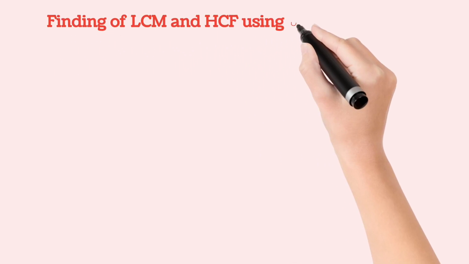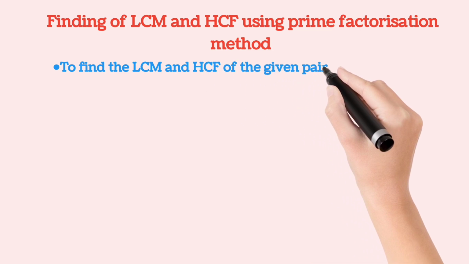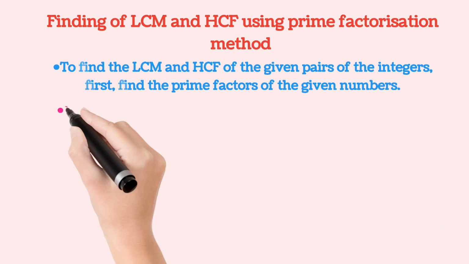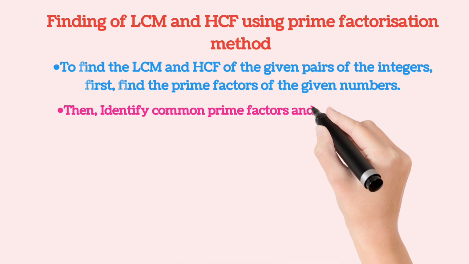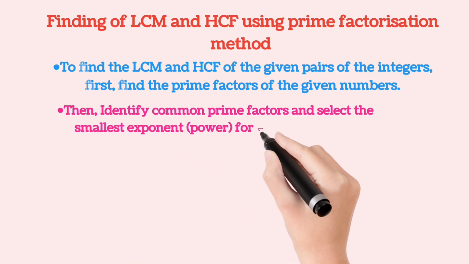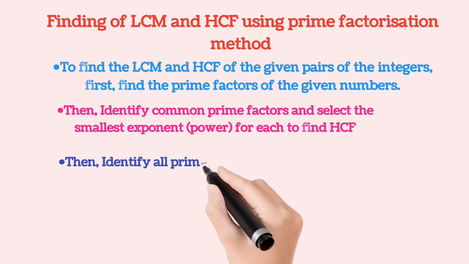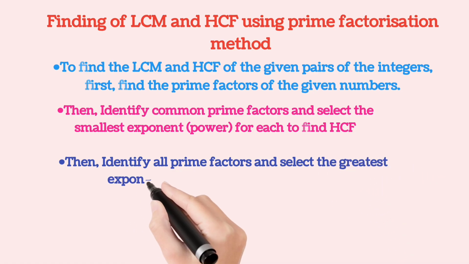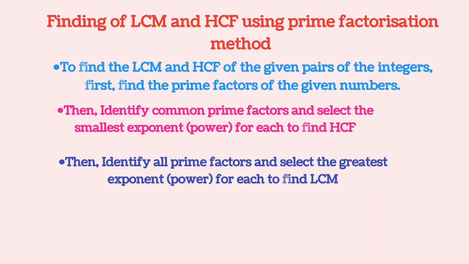We will learn finding LCM and HCF using the prime factorization method. So to find the LCM and HCF of the given pair of integers, first find the prime factors of the given numbers, then identify common prime factors and select the smallest exponent or power for each to find HCF. Then again identify all prime factors and select the greatest exponent or power for each to find LCM.